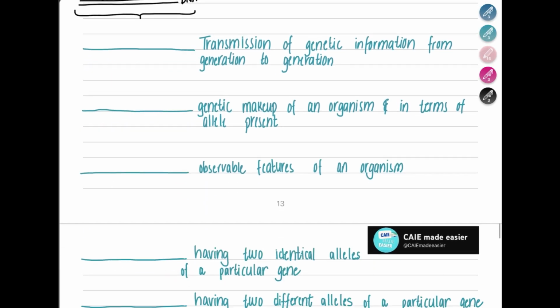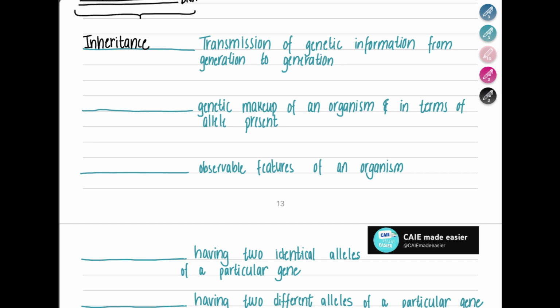Next, transmission of genetic information from generation to generation. This is called inheritance. In biology, inheritance is the transfer of genes from parent to children and onwards.